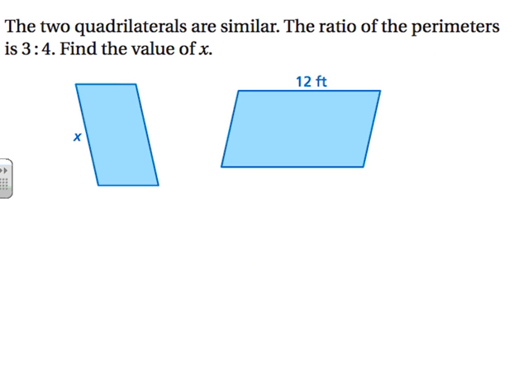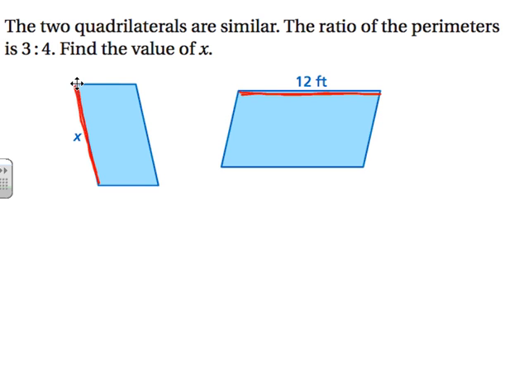In our next example, we only have 2 of the side lengths labeled. So we have x and we have 12 feet. The other ones, we don't know what they are, but we do have a ratio in the instructions. It says the 2 quadrilaterals are similar. The ratio of the perimeters is 3:4. Find the value of x.